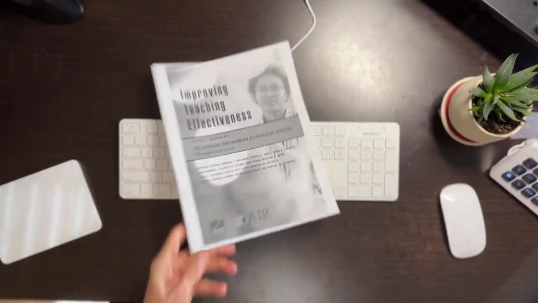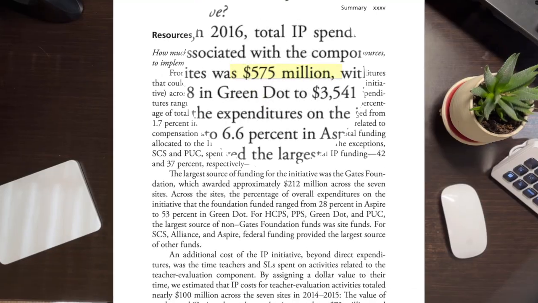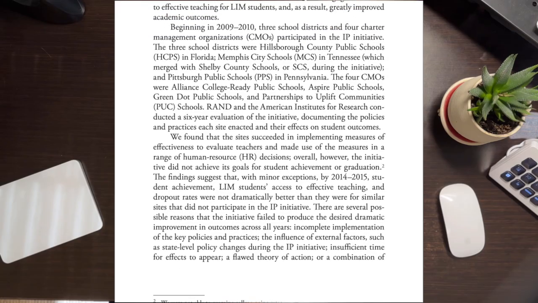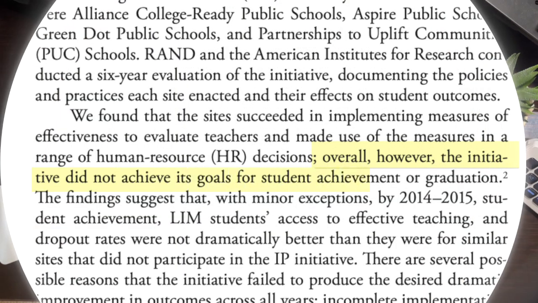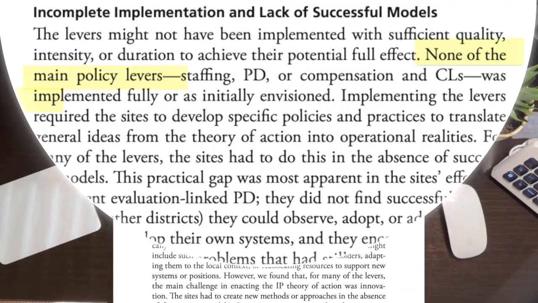The Gates Foundation invested $575 million over 7 years to improve teaching effectiveness. RAND evaluated it. The result? Student achievement did not improve. Why? RAND found that none of the initiatives were fully implemented. Schools were drowning in competing mandates from administrators.